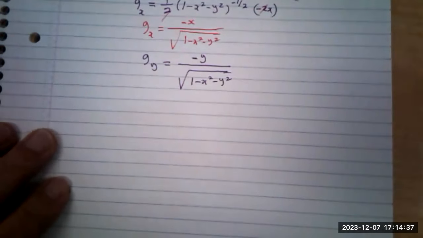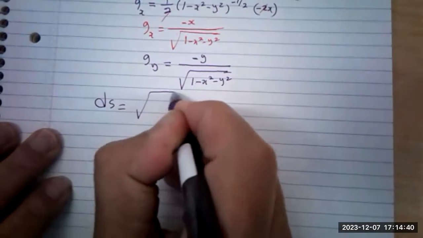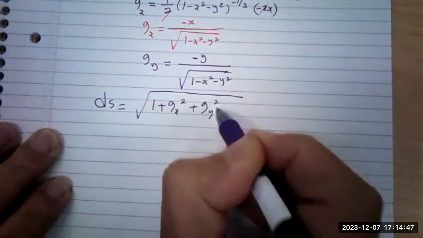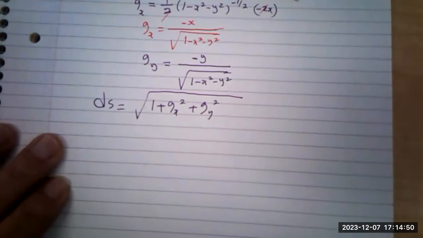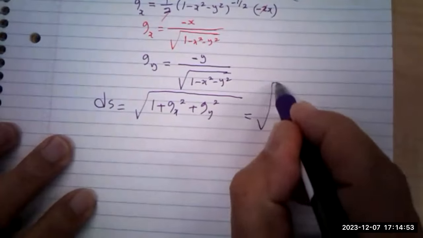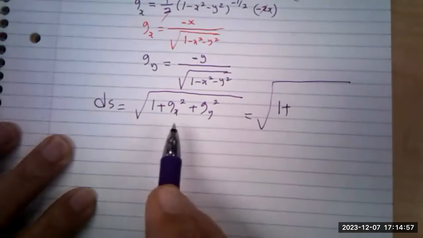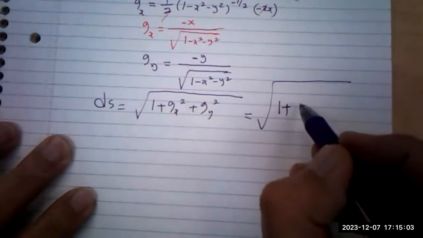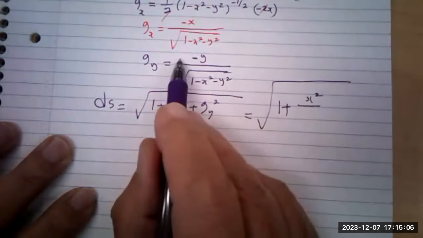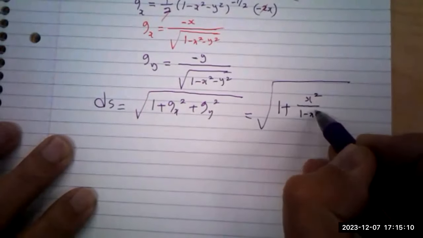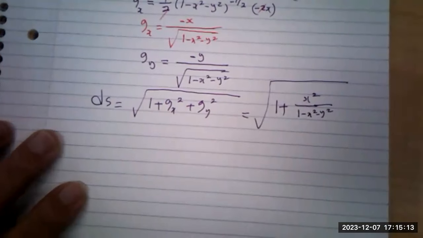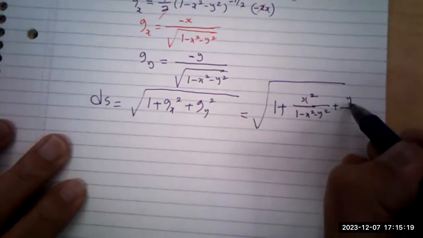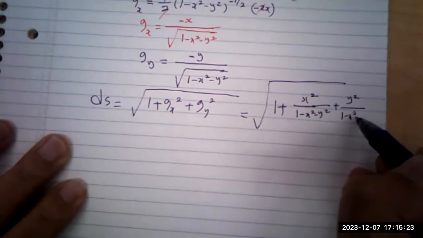So you are going to find, remember your ds is the square root of 1 plus g sub x squared plus g sub y squared. Substitute. It is going to be the square root of 1 plus g sub x squared. This would be a square. You square the top, that leaves you x squared. And you square the bottom one, you lose the radical: 1 minus x squared minus y squared. That's g x squared, g y squared, same thing. That gives you y squared over 1 minus x squared minus y squared.